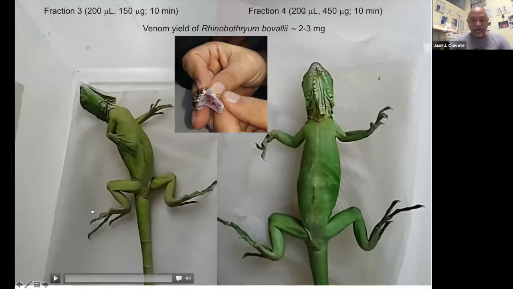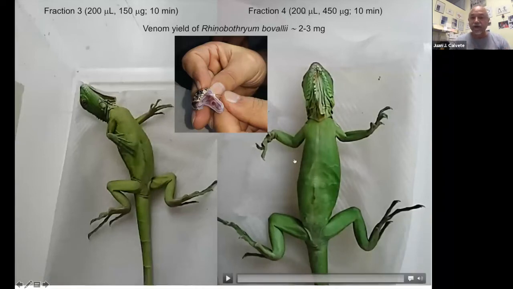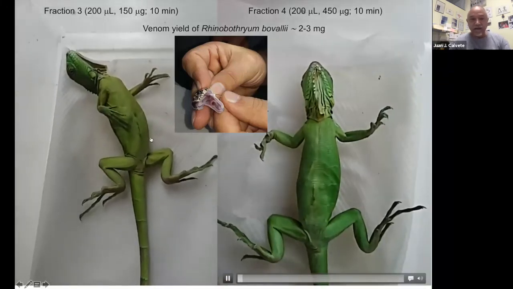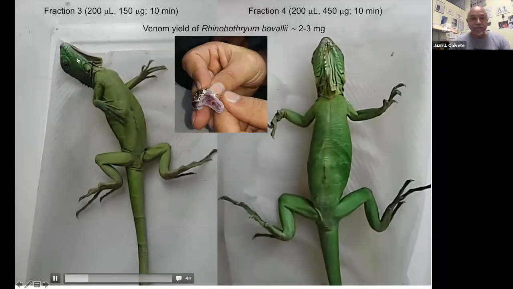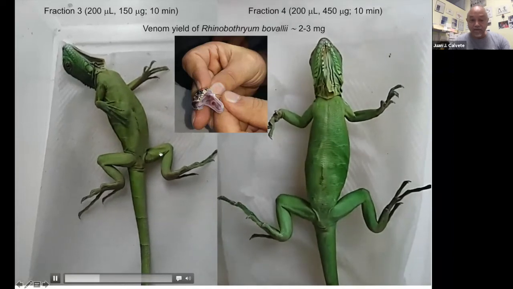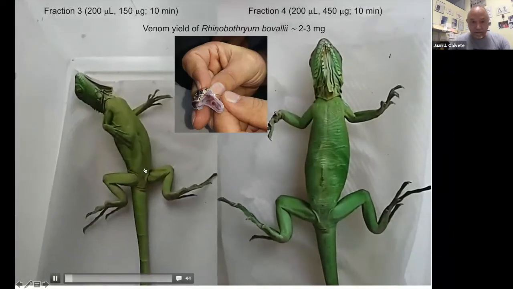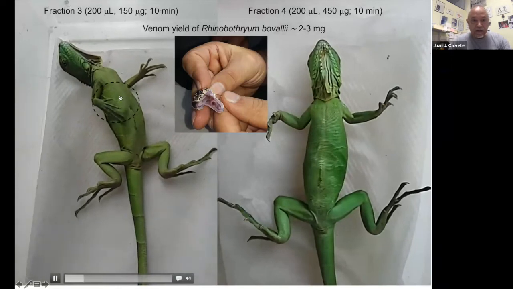However, as we see here, they are very effective in immobilizing iguana, which is the preferred prey. And what is curious is that even if the prey is absolutely immobilized, it is alive. Look here, let me see. Here, it is breathing.